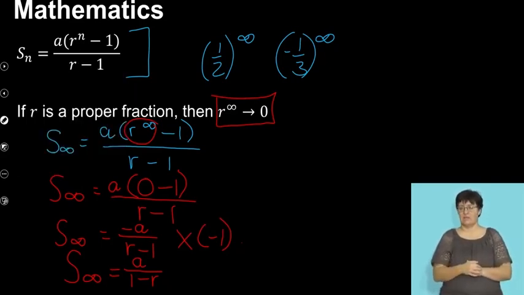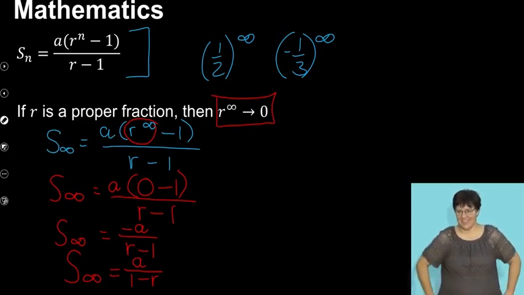Sorry, guys, that's not right. Can I just stop it at sum to infinity is a over 1 minus r. Okay. Thank you. Good luck to the ones that can.